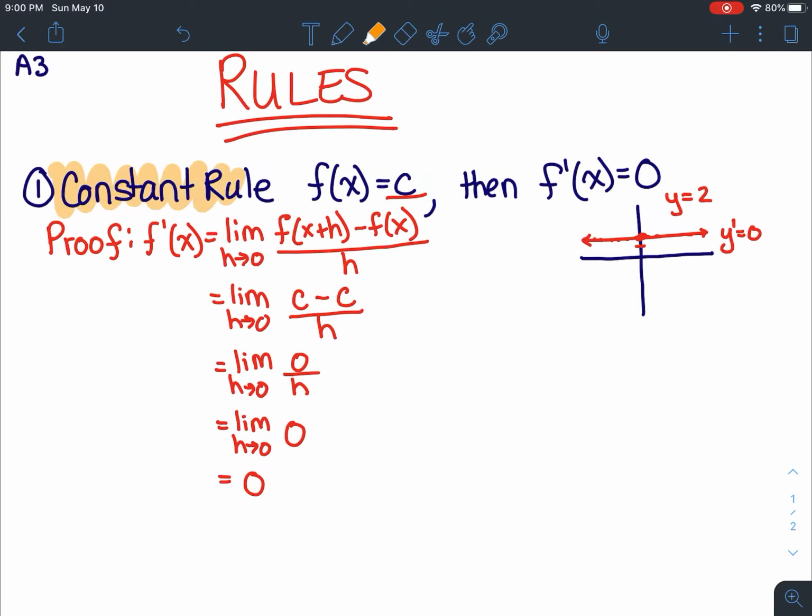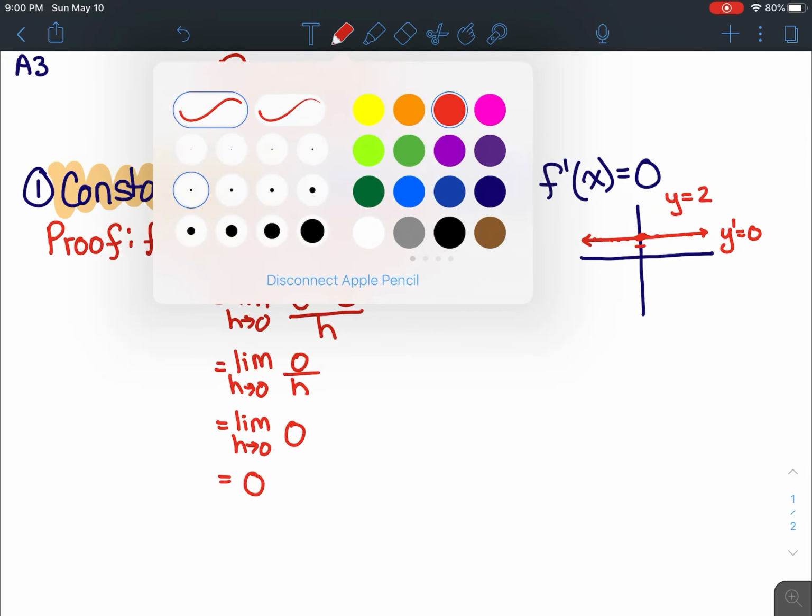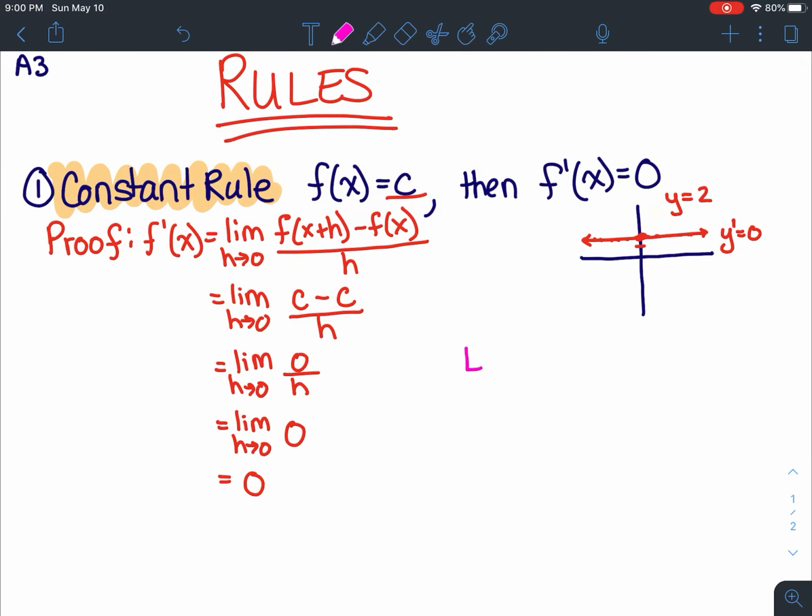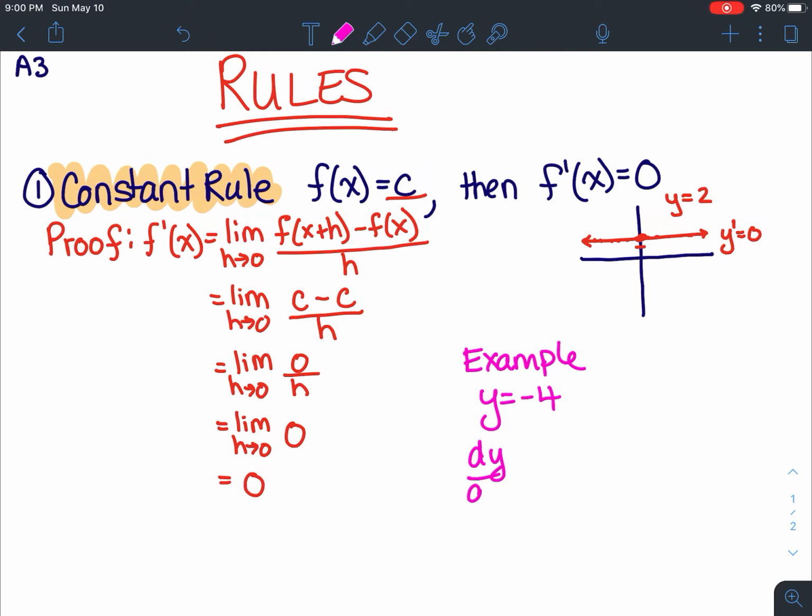So anytime you're given a constant, you know that the derivative would be 0. So for example, somebody gave you the equation y equals negative 4. Find the derivative. And you say, okay, dy by dx equals 0. Boom. Okay, so constant, done.